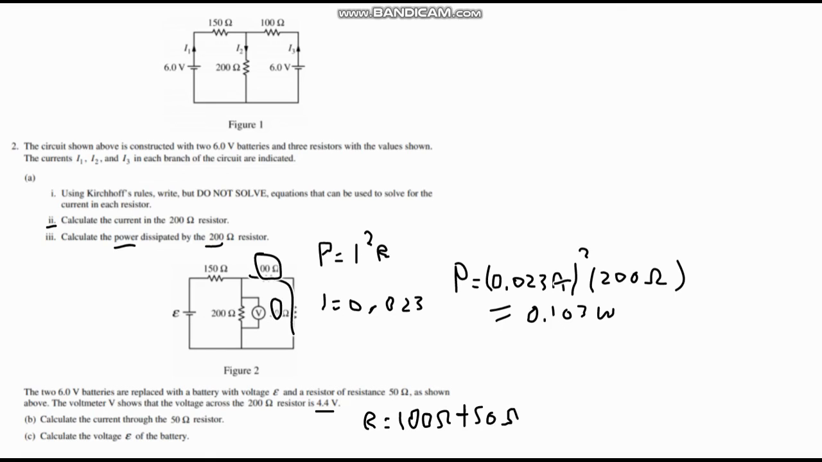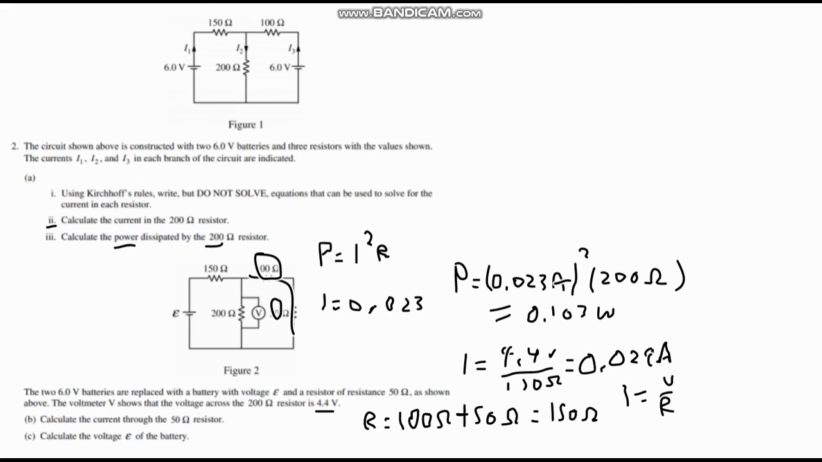So I know the resistance is just 100 ohms plus 50 ohms, and that would be 150 ohms. And we know that current is equal to voltage over resistance. So we just divide 4.4 volts over the resistance, which is 150 ohms. And we get the current through the 50 ohm resistor is equal to 0.029 amps.